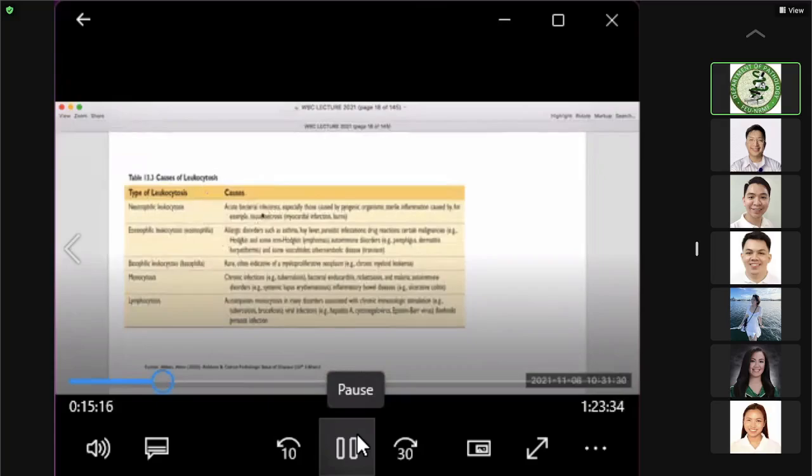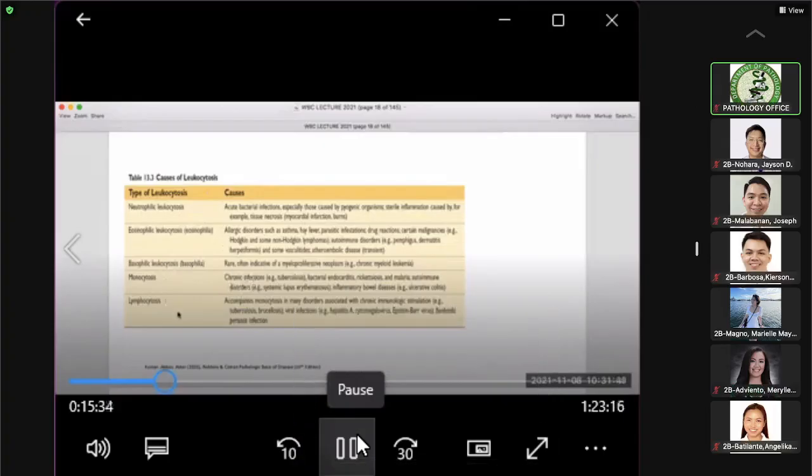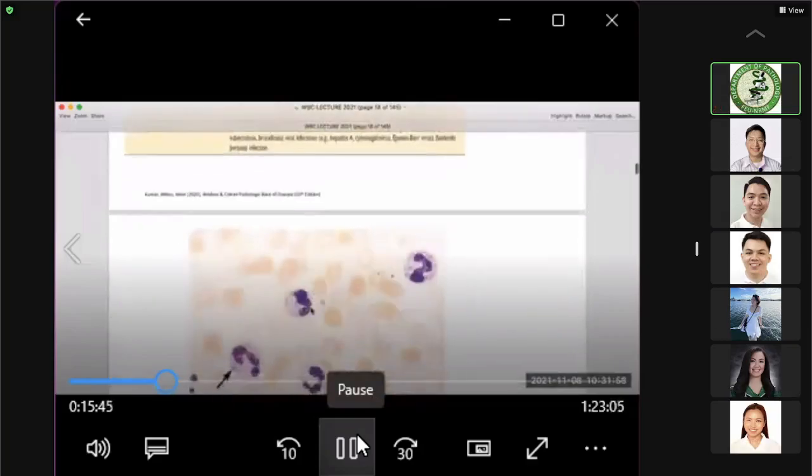Pagka neutrophilic, it's more of bacterial, acute bacterial, no? And other conditions, pwede rin, as listed here. Basophilic leukocytosis, myeloproliferative neoplasm like CML, monocytosis pag mga chronic infections like tuberculosis, and lymphocytosis, mga chronic inflammatory process, immunologic stimulation like tuberculosis, as well as viral infections.